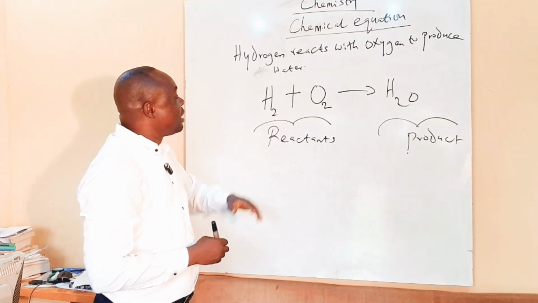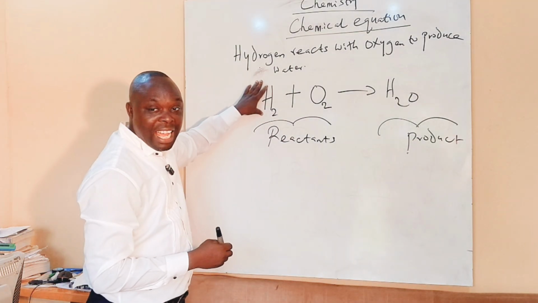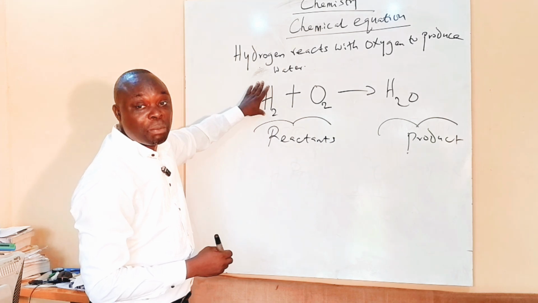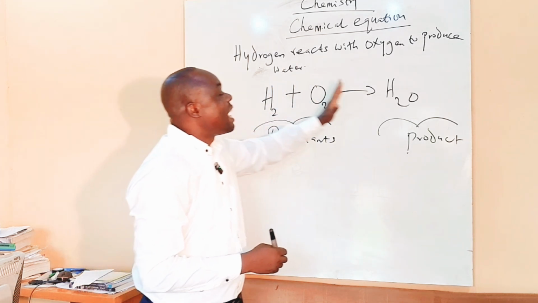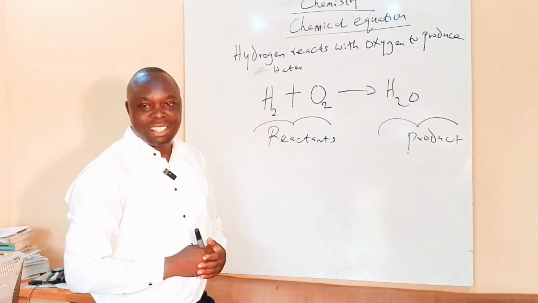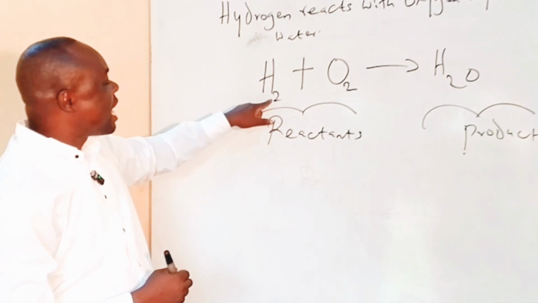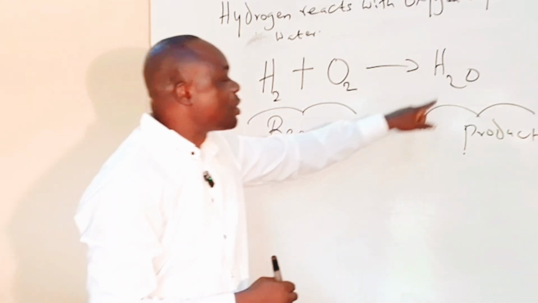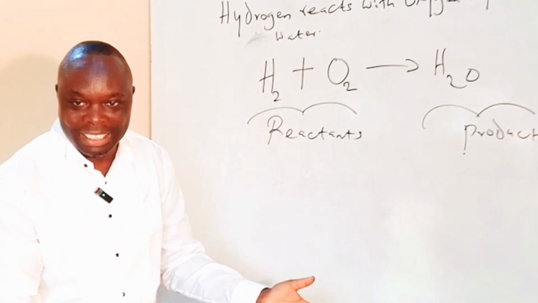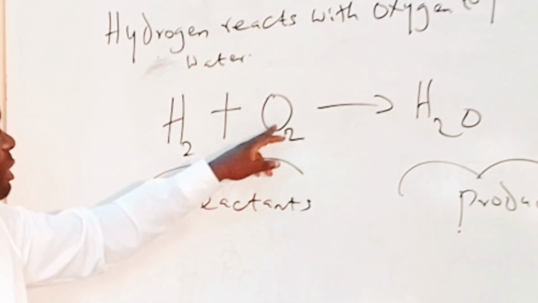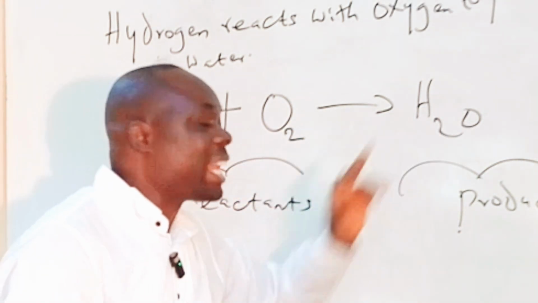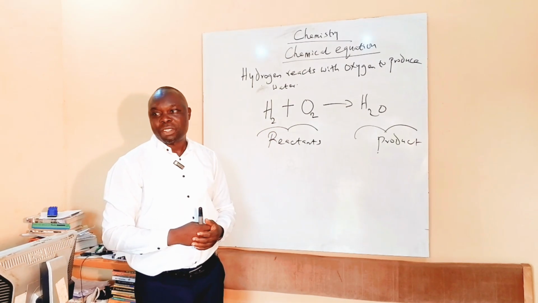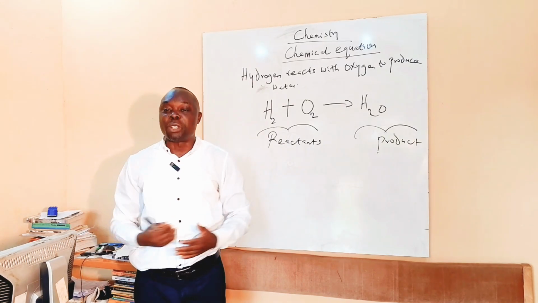What I mean is this. The number of hydrogen on the reactant side must be equal to the number of hydrogen on the product side. You can see that hydrogen here is 2. Hydrogen here is also 2. So we say it's balanced. But oxygen here is 2. This one here is 1. So it's not correct now. That's why they say you have to balance the chemical equation.